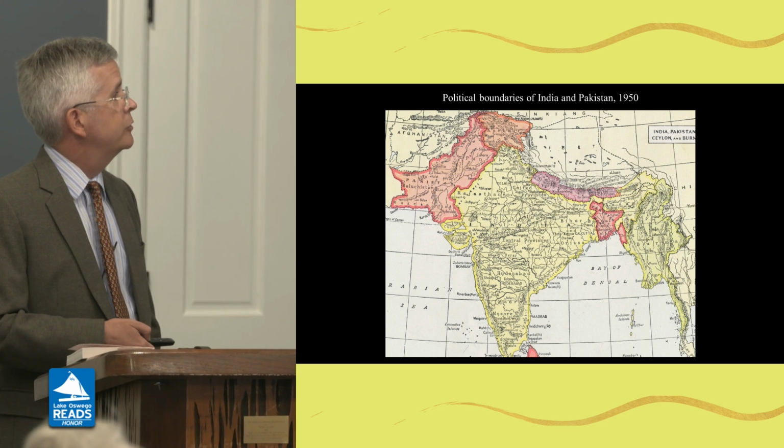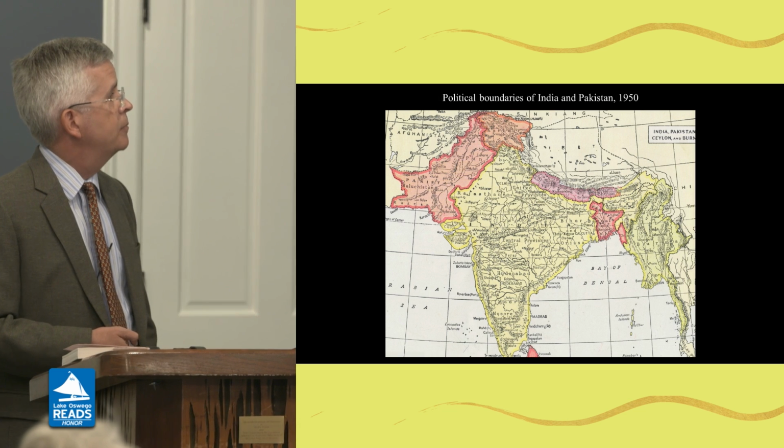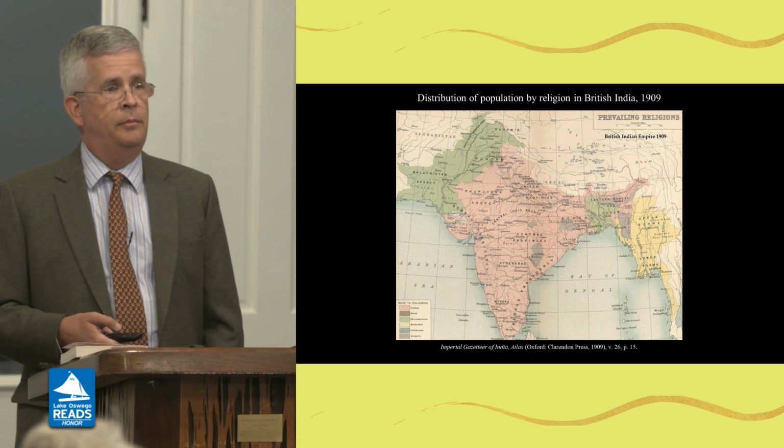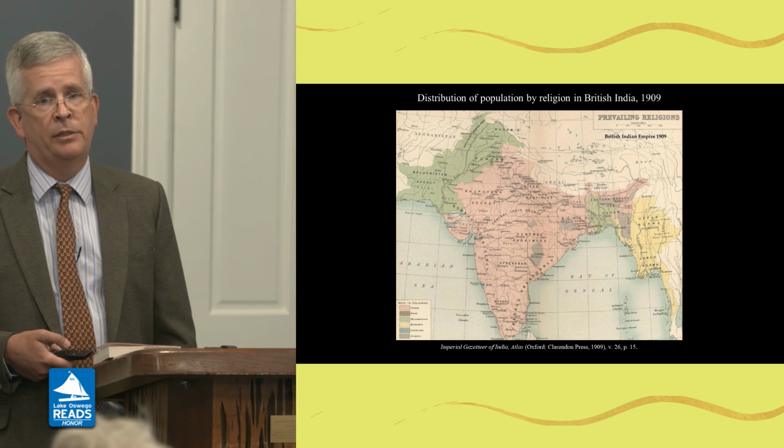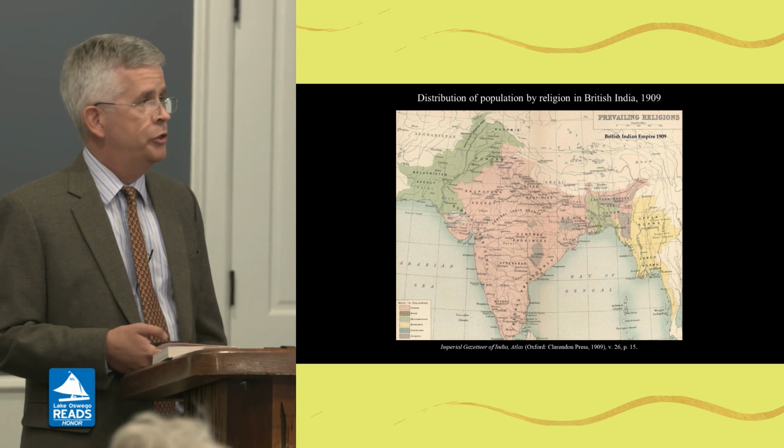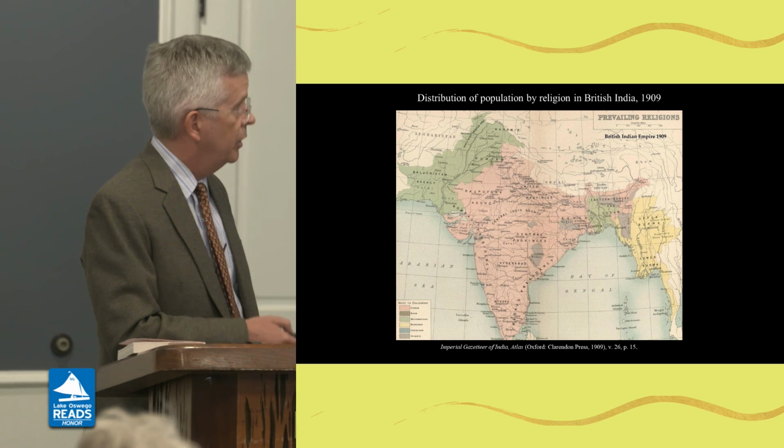Here's something else that might interest you. This is another map from 1909 showing the religious majorities in India based on Census of India information gathered by the British government. So that was 1909.